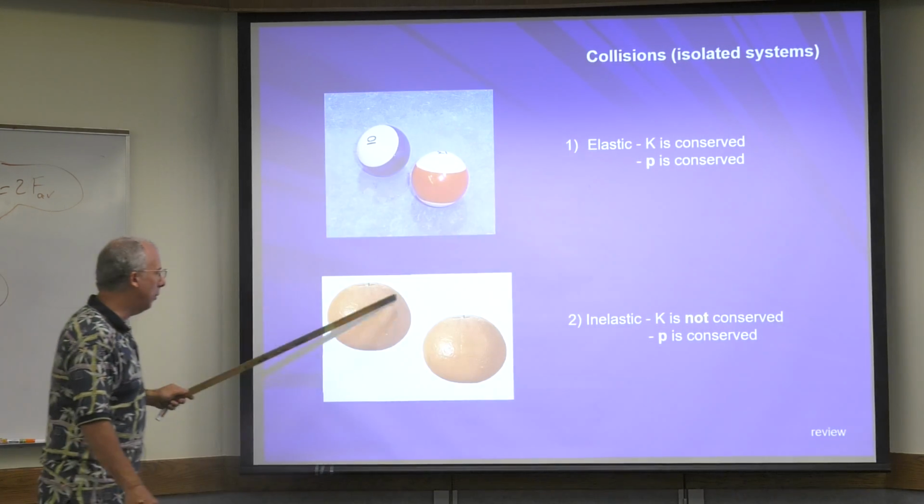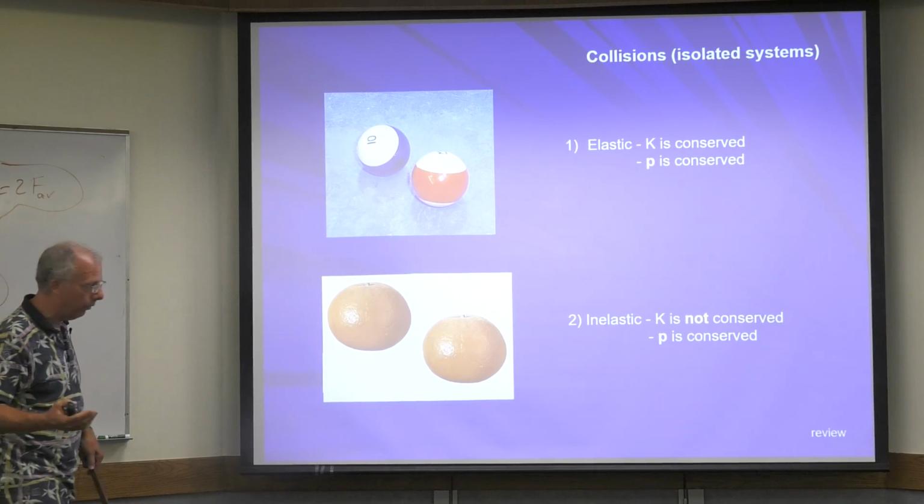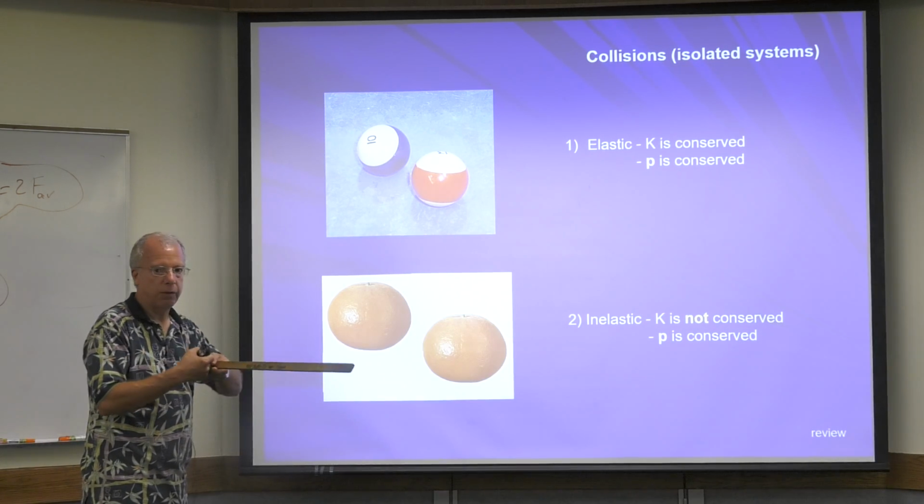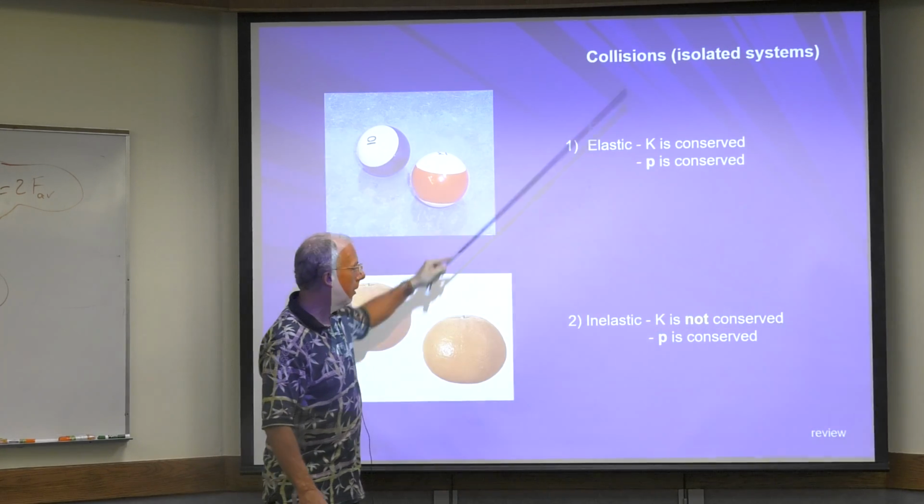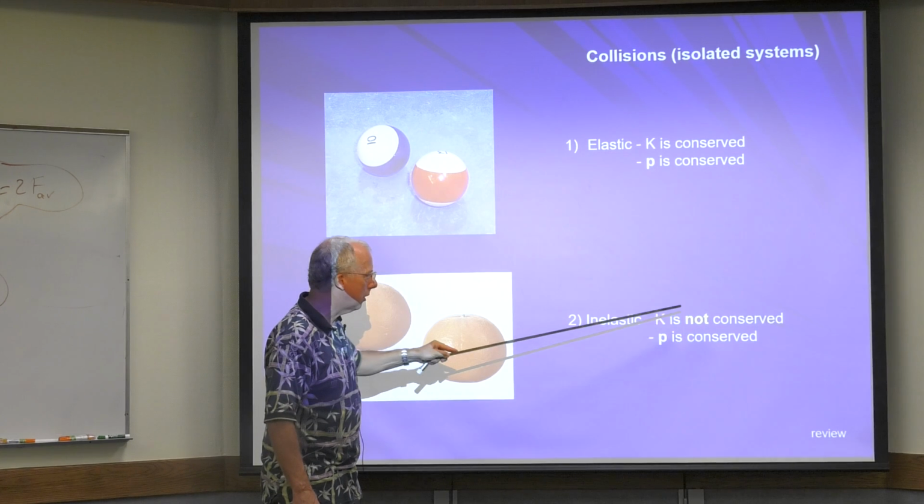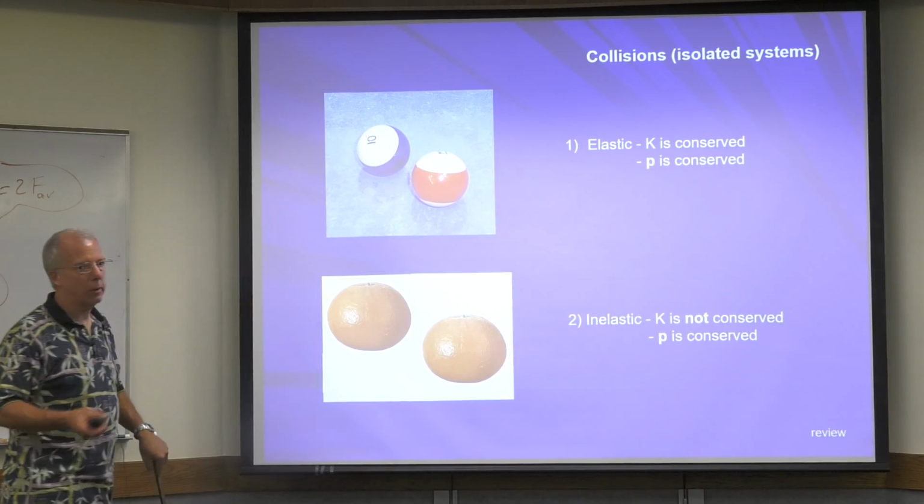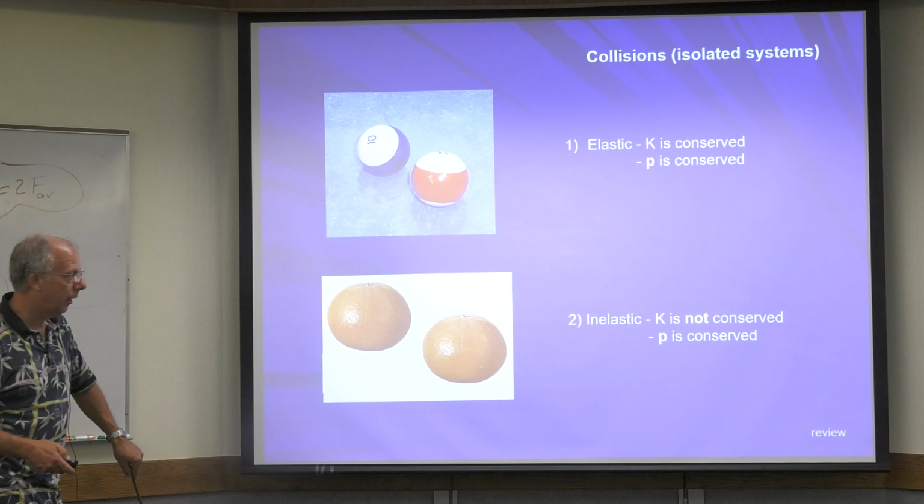Okay, if we have grapefruits, especially if you think of rotten grapefruits, then when they collide, they're going to deform, right? But still momentum is conserved because it's an isolated system, but kinetic energy will not be conserved. So you just got to know those terms, what an elastic collision means and what an inelastic collision means. And that's it. Thank you.